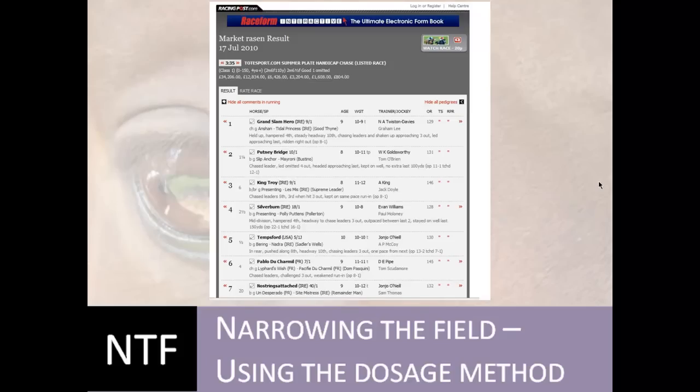So I was confident in Grand Slam Hero. I'd gotten the trends right. I'd gotten my analysis right. Turned out it was that way. Even better that we got a very tasty price on the Nigel Twiston-Davies runner.